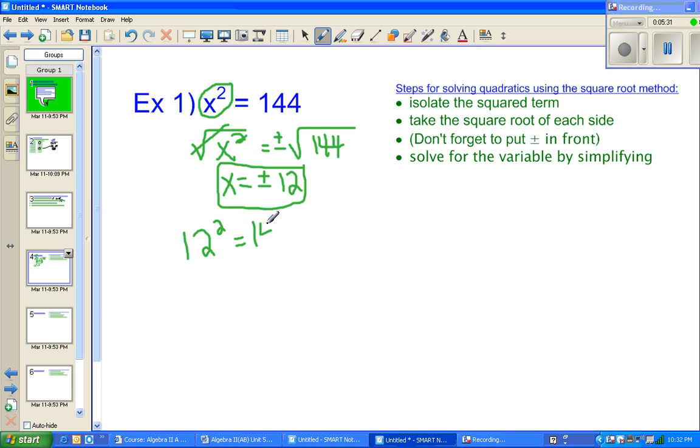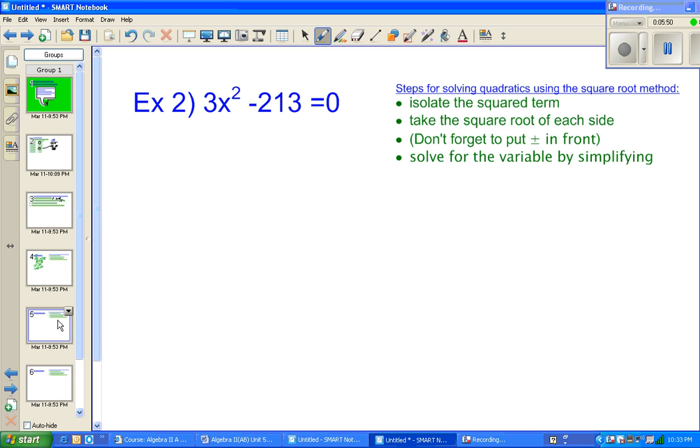So that works. But negative 12 times negative 12 is also 144. So that's why we're going to get two solutions here, because there are two different numbers that give me 144 when you square them.